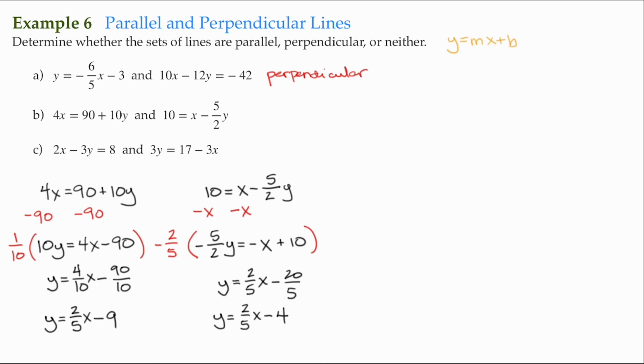So as we can see, the slope of x is equal to 90 plus 10y is 2/5. And the slope for 10 is equal to x minus 5/2 y is also 2/5. And they have different y-intercepts. This has negative 9 and this one has negative 4. So since their slopes are the same and their intercepts are different, then these lines are parallel.